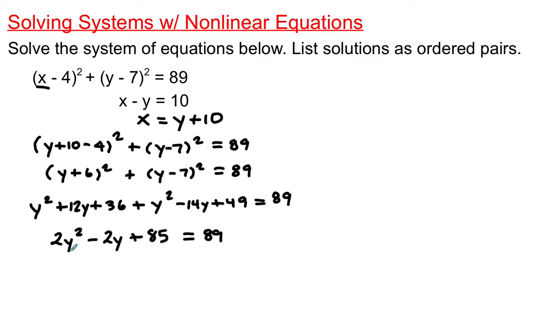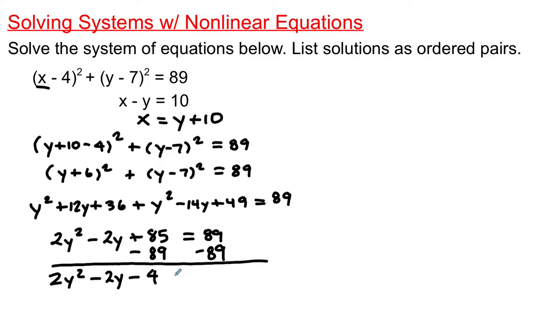Now remember, it's quadratic, and we have a y squared term and a y term, which means we can't just isolate the variable because it's got two different degrees. That means we're going to have to set it equal to 0 and use factoring and the zero product property to get our answer. So let's do that. We've got minus 89 on each side. Now we're looking at 2y squared minus 2y. And then 85 minus 89 is going to give us a negative 4. Our whole equation now equals 0.